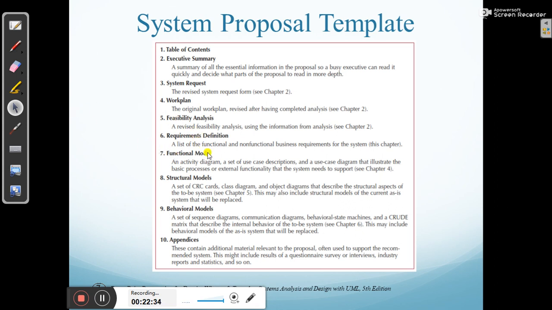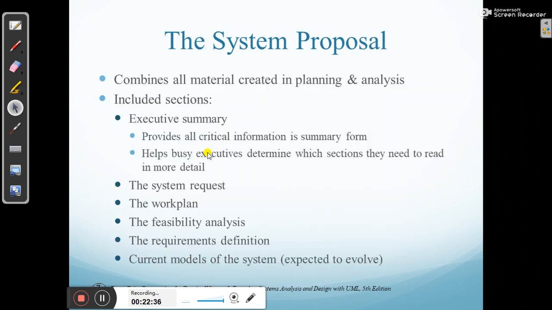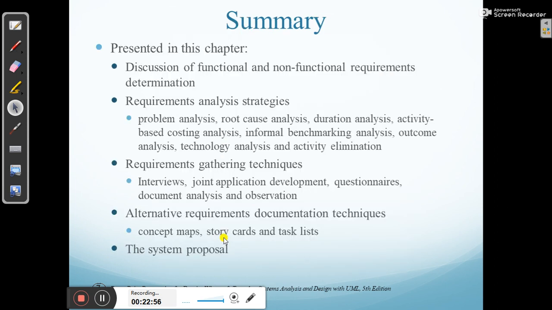The system proposal combines all materials created in planning and analysis. It includes sections like the executive summary, system request, the work plan, feasibility analysis, requirement definition, and current models of the system, and is expected to evolve with time. So as a whole, there are lots of techniques available which you can use to find out the requirements.